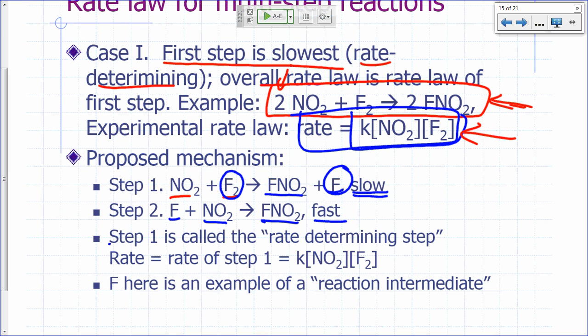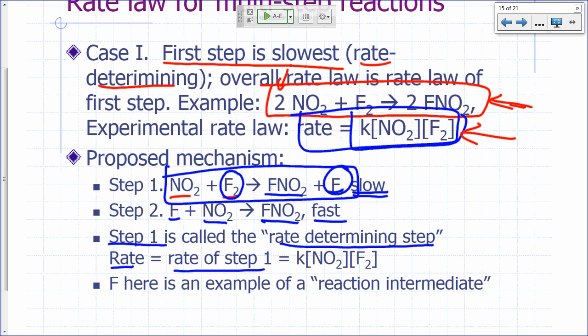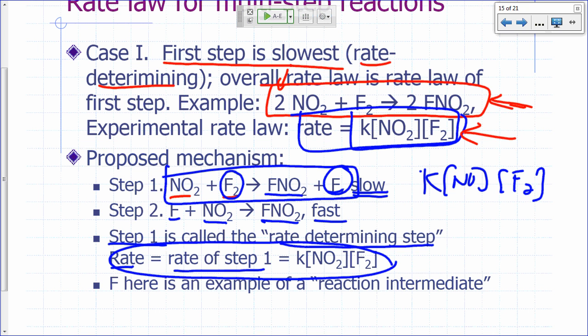And so step 1, since it's slow, will be your rate determining step. The rate law for the reaction would just say that the rate is equal to the rate of step 1. What's the rate for step 1? It's just k times the concentration of NO2 times the concentration of F2. So that's your rate law, and that would be consistent. What do we call F here? It's not a reactant, it's not a product. That would be what you would call a reaction intermediate.